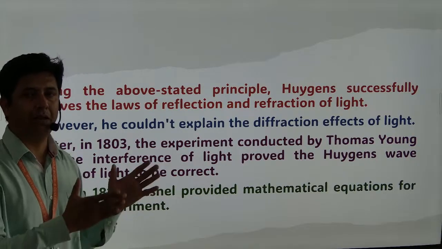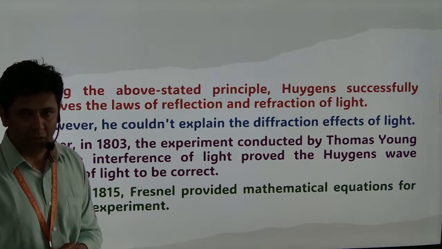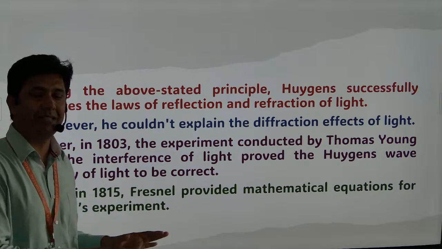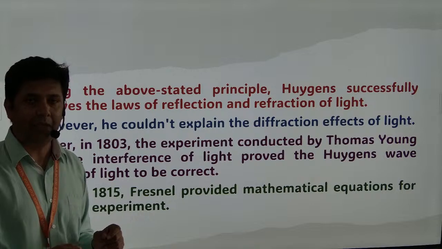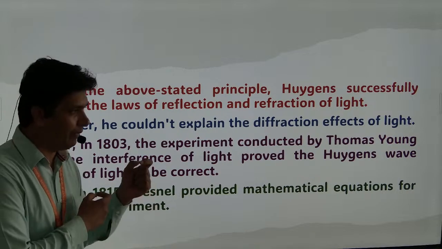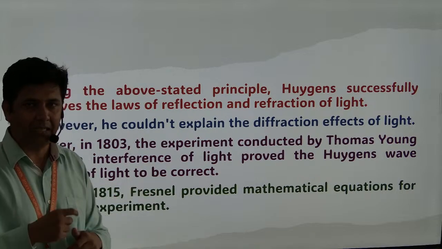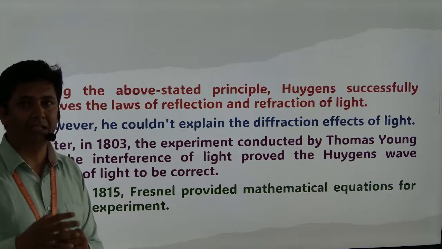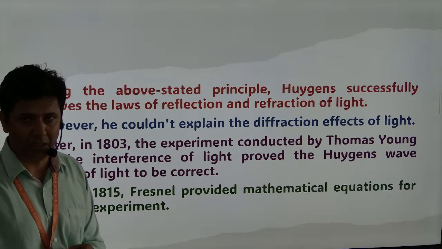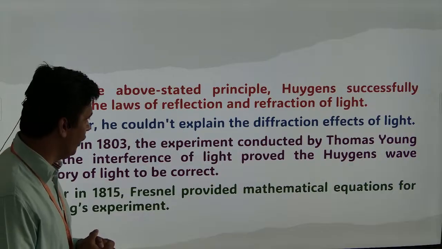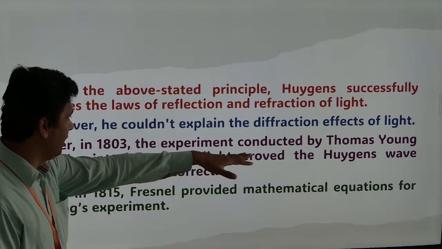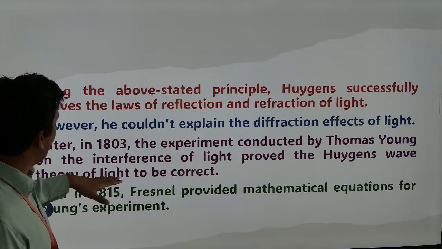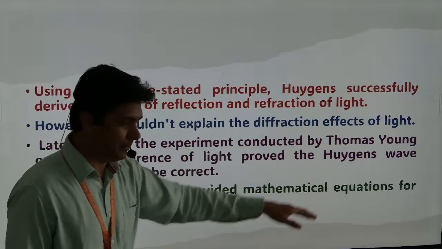Because we know that there are different phenomena of light. When light falls on a reflecting surface, it gets reflected. When light falls on a refracting surface, it gets refracted. Similarly, if you have two sources of light emitting light and traveling in the same direction, they interfere, and therefore we get an interference pattern. This was proved by Thomas Young.